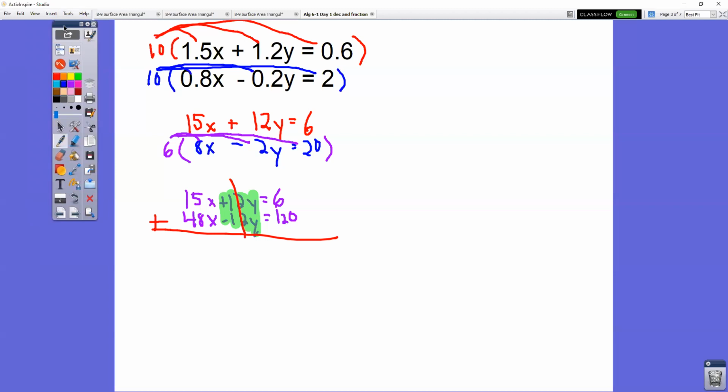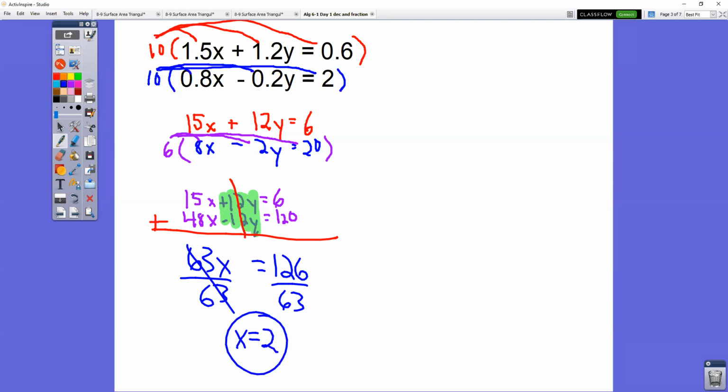So adding going down, 15x plus 48x gives me 63x. 6 plus 120 gives me 126. Divide by 63. You should have gotten x equals 2. Now that I have my x equals 2, I can sub it into here or here for x. Technically, you really should sub it into one of the original equations. So I'm going to sub it into that first equation.